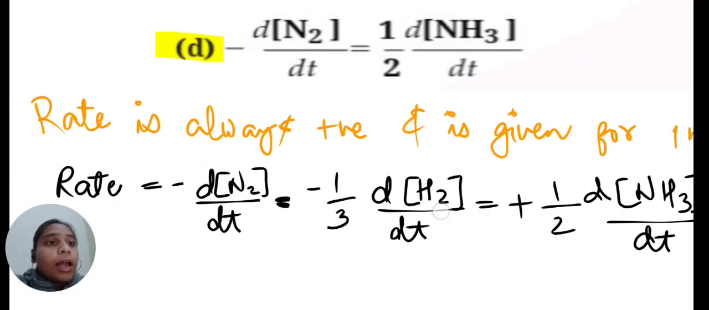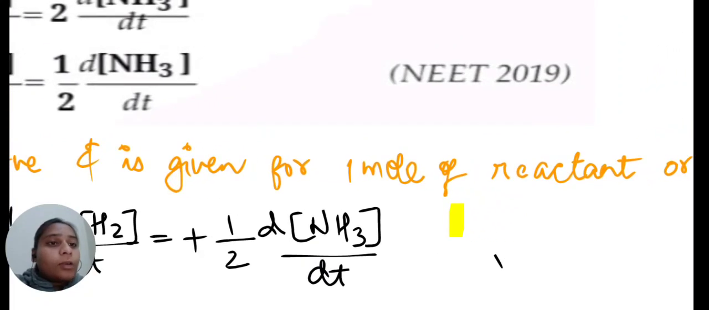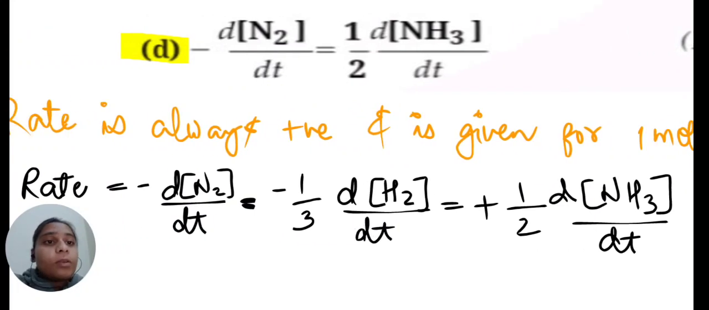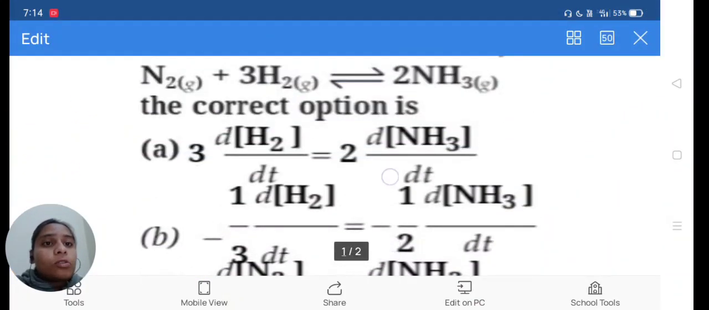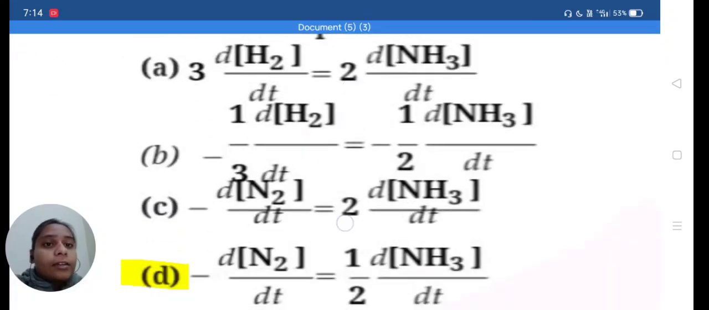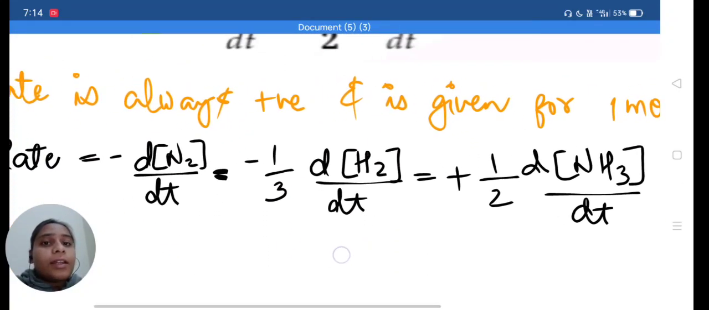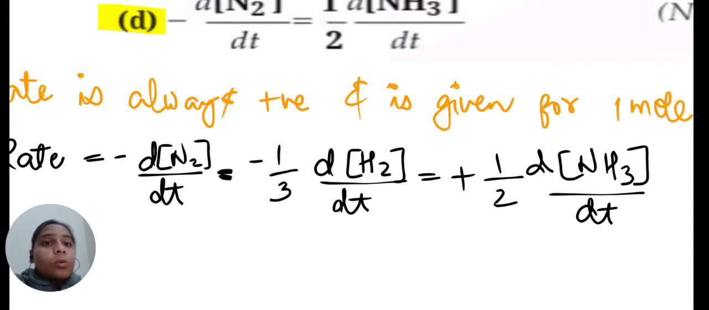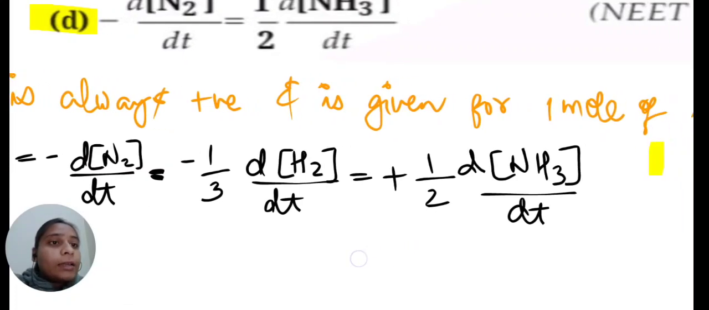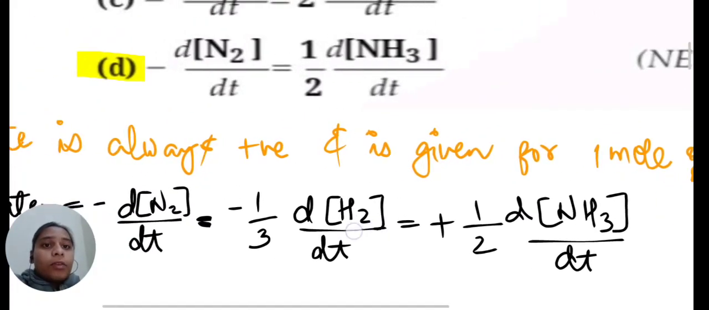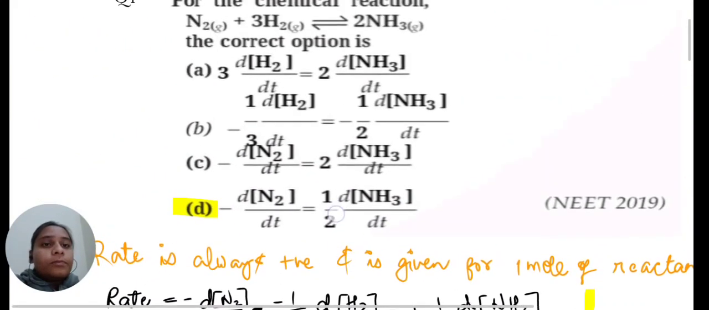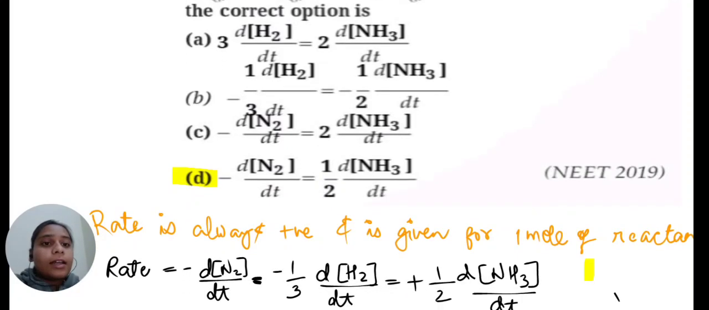Also, the second part of the rate equation is that it should always be given for 1 mole of reactant. That is the reason we divide it by the stoichiometric coefficient of the reactant. So, the rate equation is given this way. Rate is equal to minus d[N2]/dt is equal to minus 1/3 d[H2]/dt is equal to plus 1/2 d[NH3]/dt. Option number 4, option D, correctly matches this equation. So, the correct option is D.